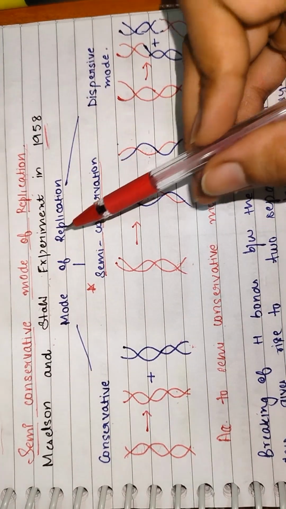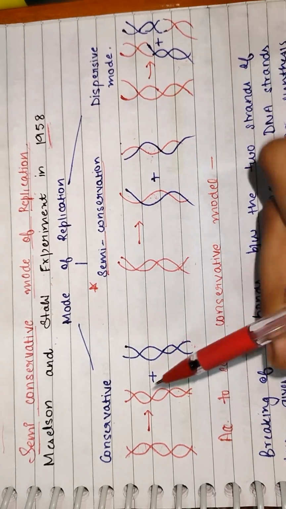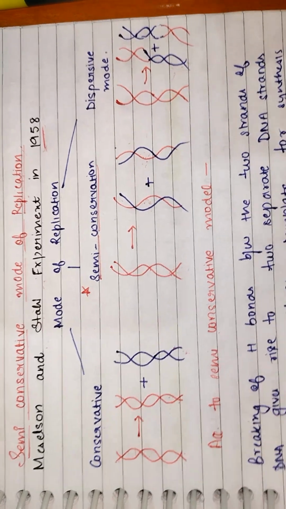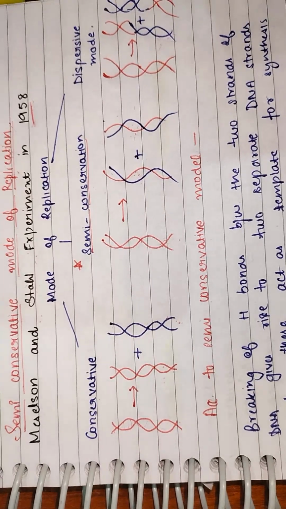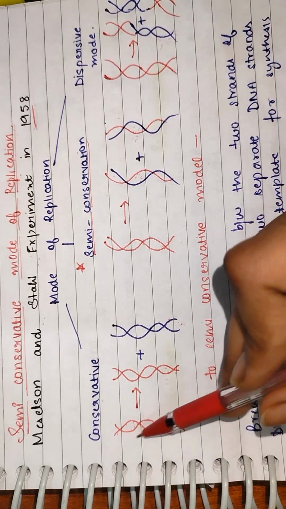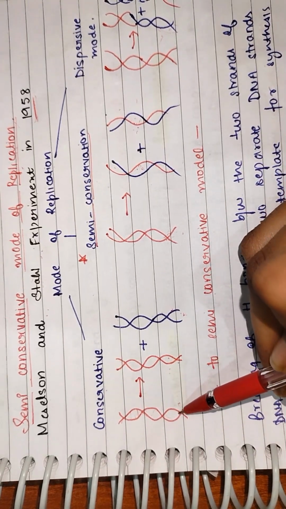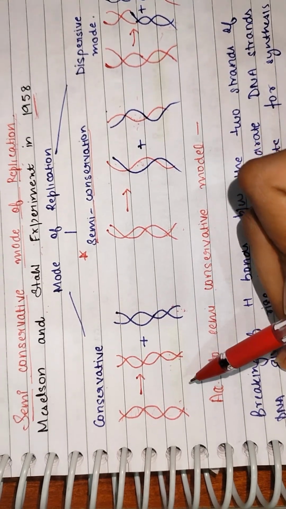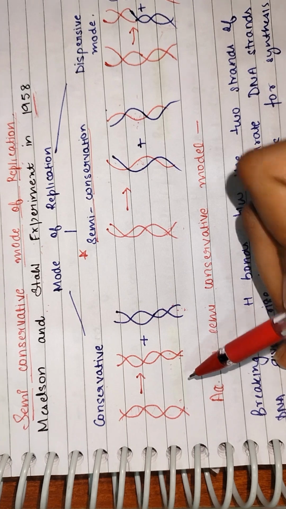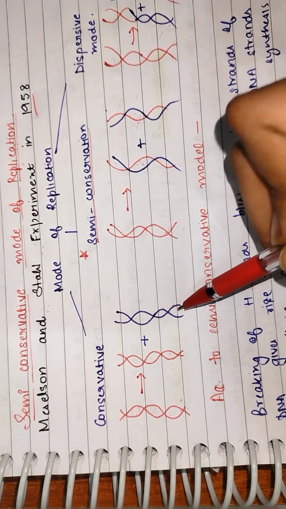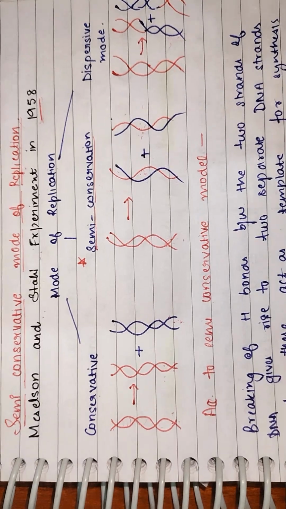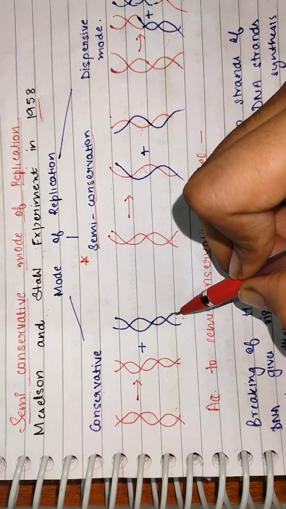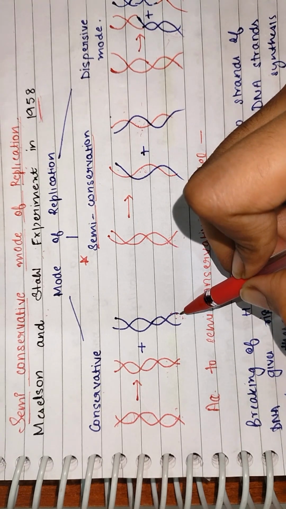Now, there are three possible modes of replication. One is the conservative mode of replication, another is semi-conservative, and the dispersive mode of replication is the last one. In the conservative mode of replication, suppose there is a DNA strand. This is the parental DNA in red and the blue one is the new DNA. In conservative replication, the newly synthesized DNA is completely new, whereas the parental strand is conserved totally. It means the parental strand remains as it is and the newly synthesized DNA is completely new.